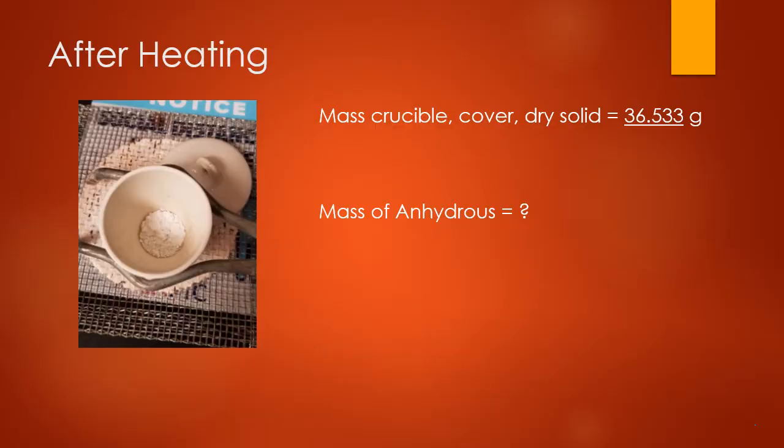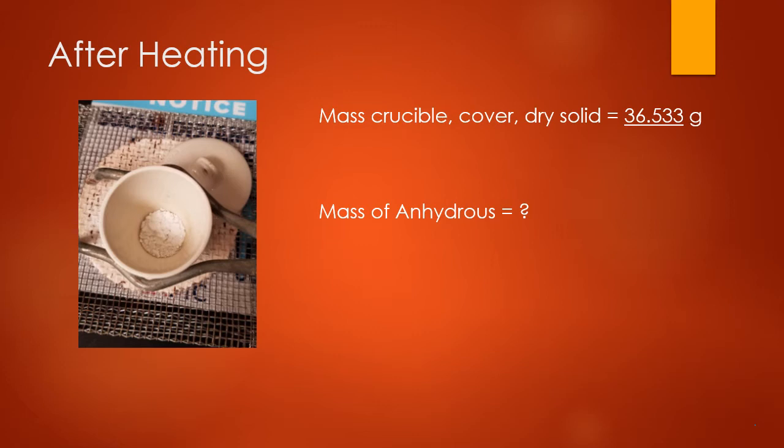So after the heating process is complete, this is what our anhydrous ionic compound looks like. So no more water molecules. We are not looking at the hydrate anymore. We are now looking at the anhydrous ionic compound. So once it is cool, we need to mass it. Once again, making sure to mass the crucible cover as well in case there's any material on the crucible cover. And because we massed the crucible cover at the beginning, we want to include it here as well to keep our data accurate. So the mass of the crucible, the cover, and the dry solid was 36.533 grams.